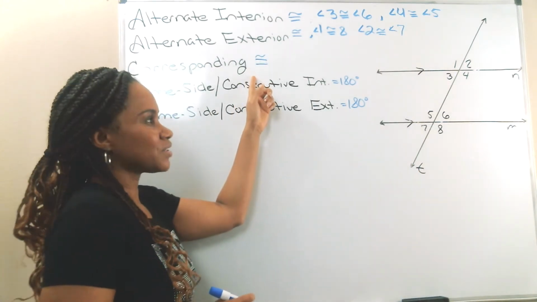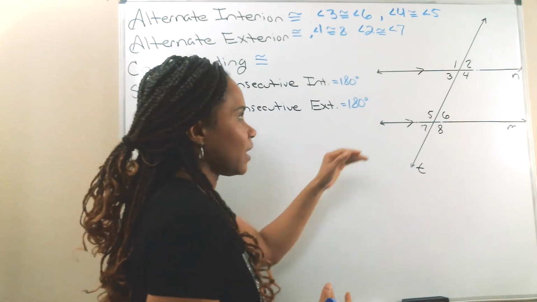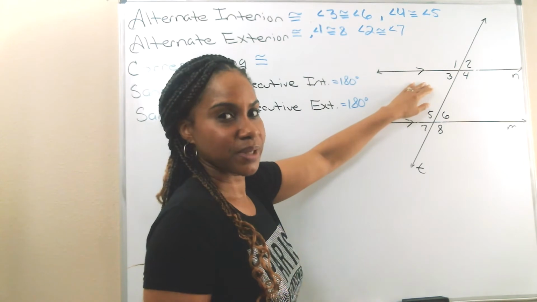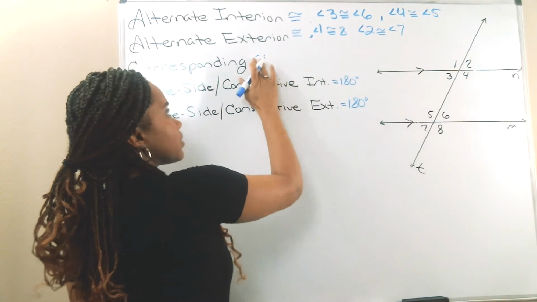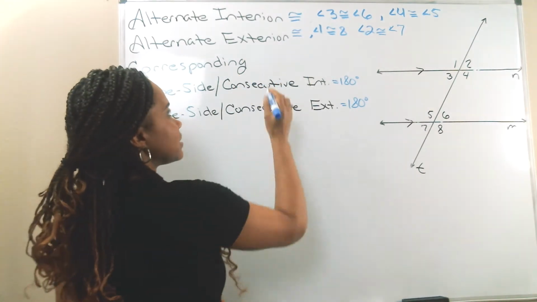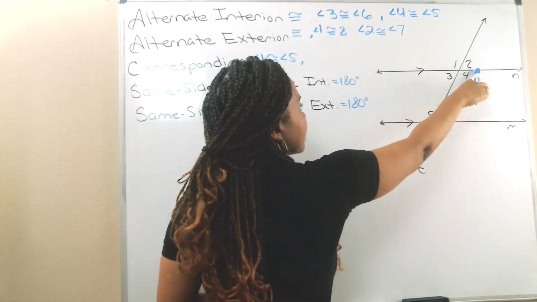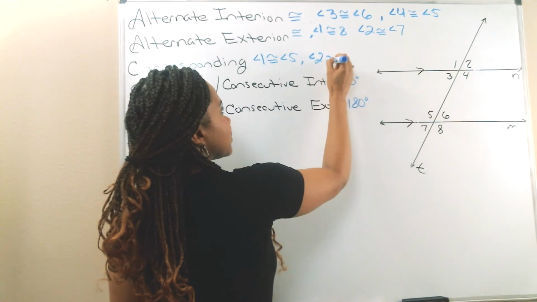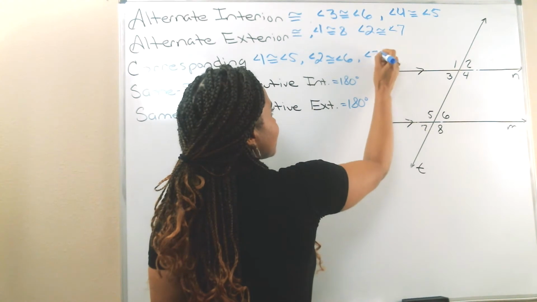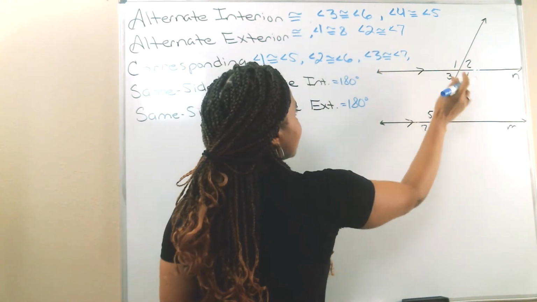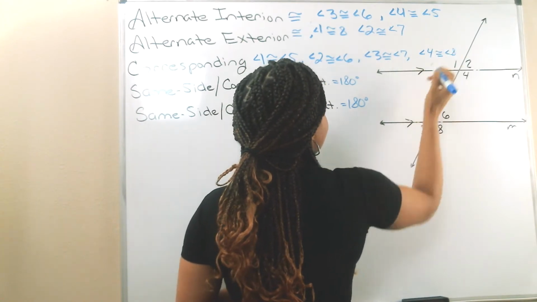We have corresponding, so we have 4 pairs of corresponding angles. Remember, corresponding angles are in the same position on the transversal and their respective lines. So 1 and 5 are congruent. I'm actually going to erase this a little bit to give myself a little more space. So angle 1 is congruent to angle 5, corresponding 2 and 6. So angle 2 is congruent to angle 6, 3 and 7. Angle 3 is congruent to angle 7, and 4 and 8. So angle 4 is congruent to angle 8.